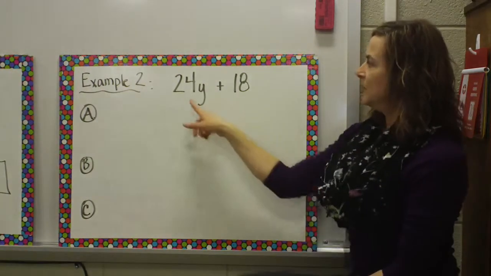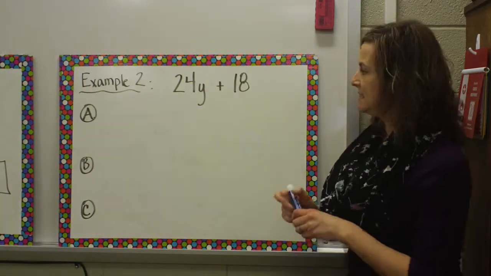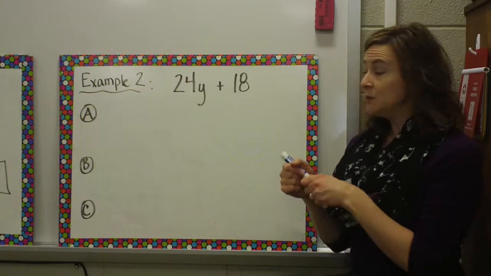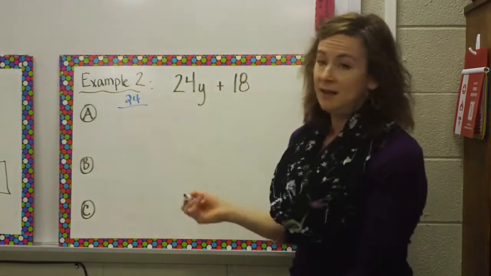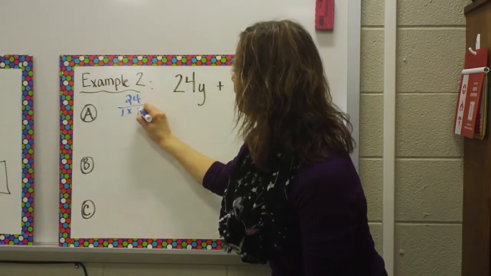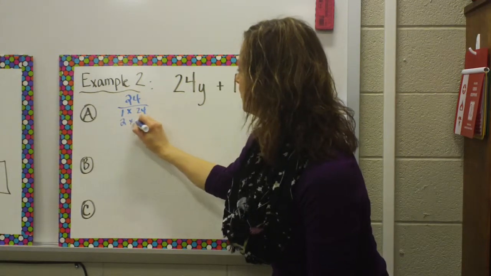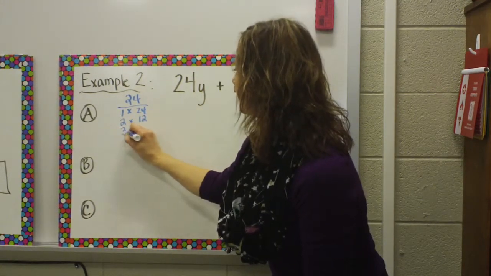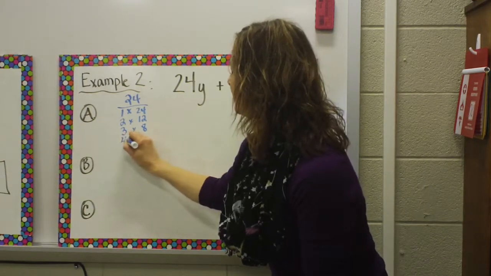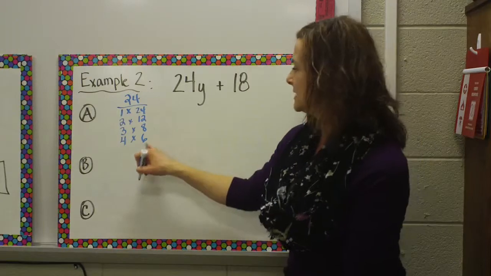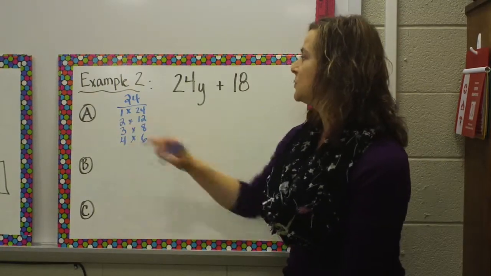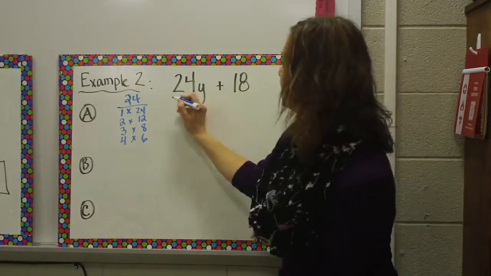With example 2, I have 24y plus 18. So I'm going to use my factor pairs to start. So I have 24. And I know that I can do 1 times 24, 2 times 12, 3 times 8, 4 times 6, and then I start repeating by reversing it. 6 times 4, 8 times 3, 12 times 2. So I have all my factor pairs there.